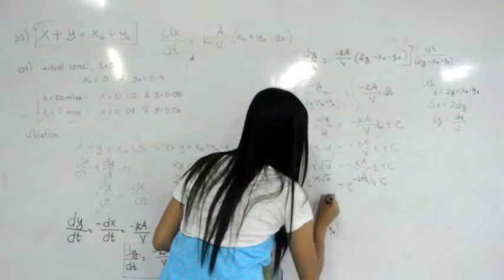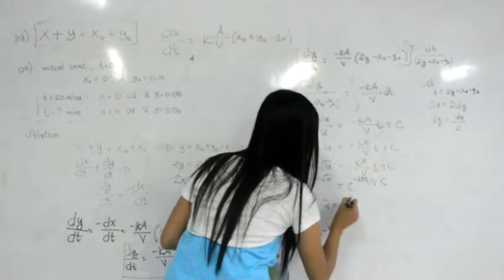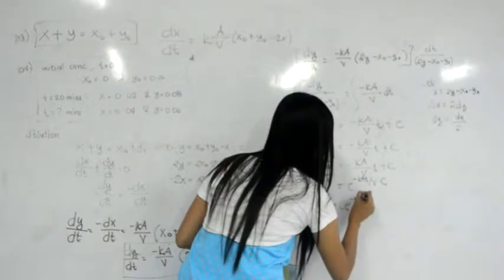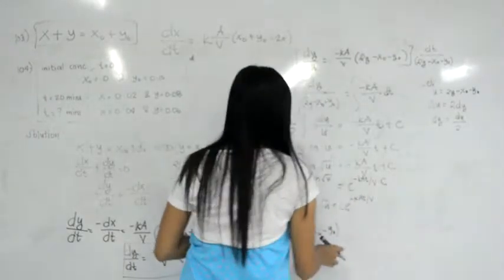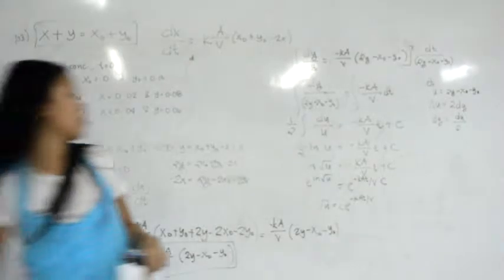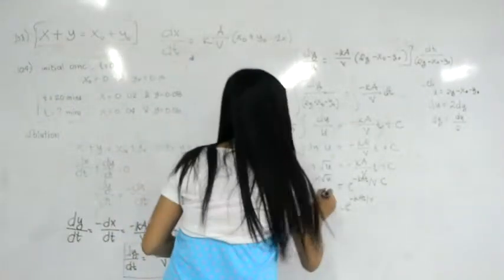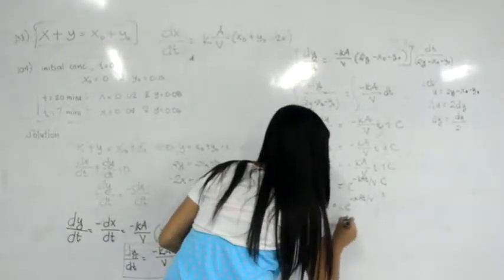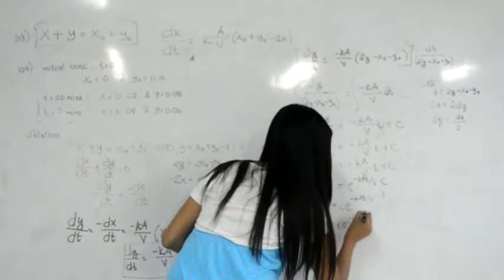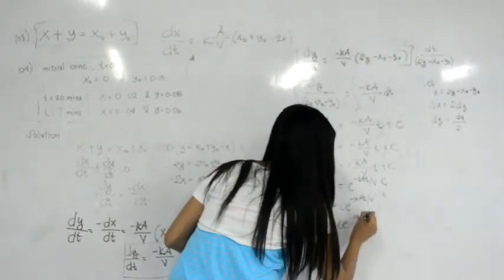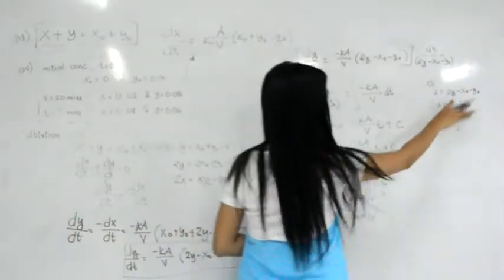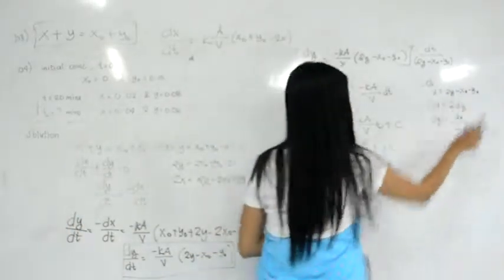So square root of u is just equal to c e to the negative KA t over V. And therefore, squaring both sides, you can get u equals c e to the negative 2KA t over V. Now, remember that our u is just equal to 2y minus x0 minus y0.